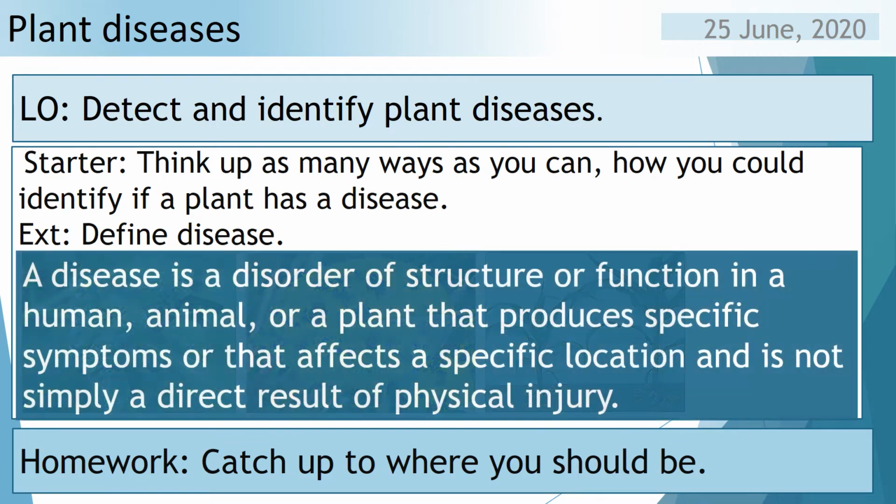A disease is a disorder of structure or function of a human, animal or plant that produces specific symptoms, that affects a specific location and is not directly a result of a physical injury. So generally a disease is some kind of disorder or dysfunction in a specific location.